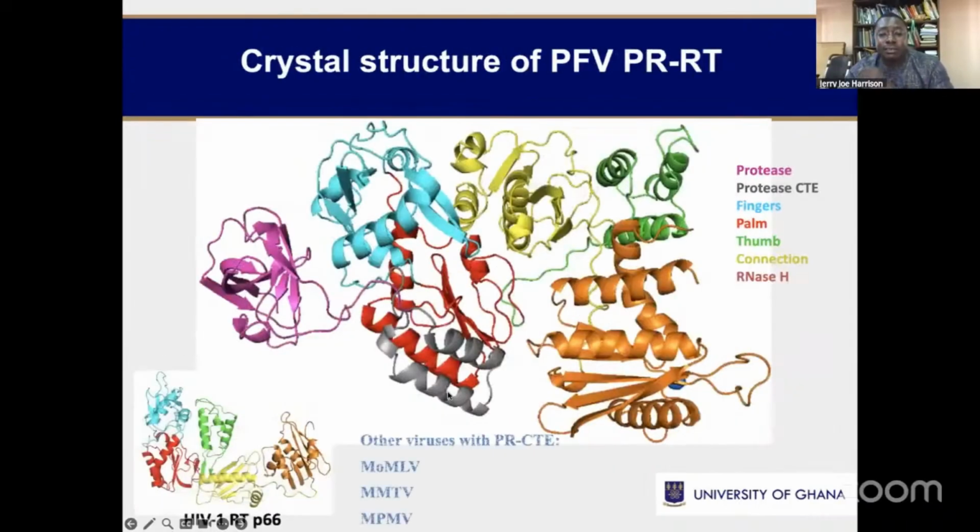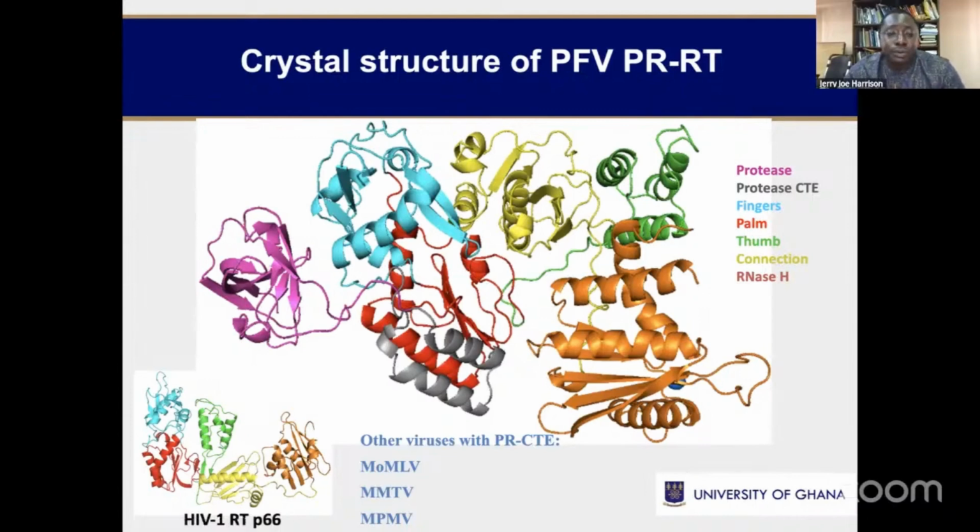Now, surprisingly, this is what we found when we solved the structure. It resembled the p51 configuration more than the p66. And what it meant was that this was actually the inactive structural configuration. But all the subdomains that have been identified in retroviral proteins were present. For the protease, it was a monomer, which is hanging on the left here.